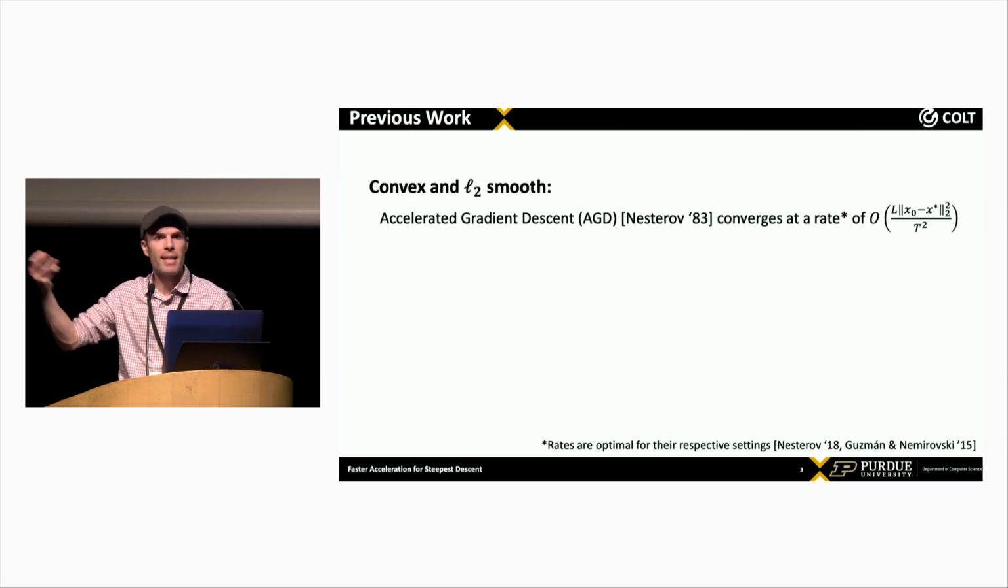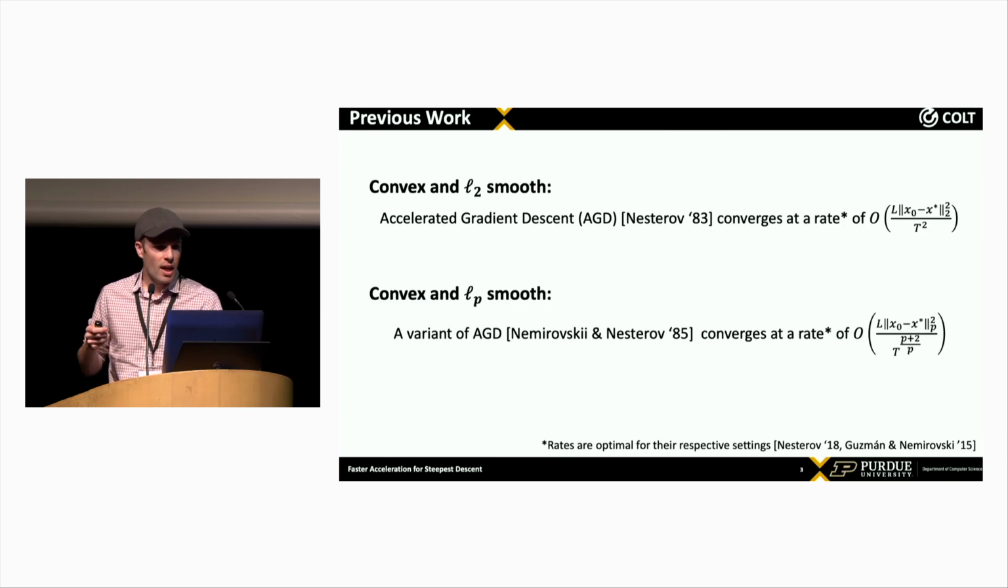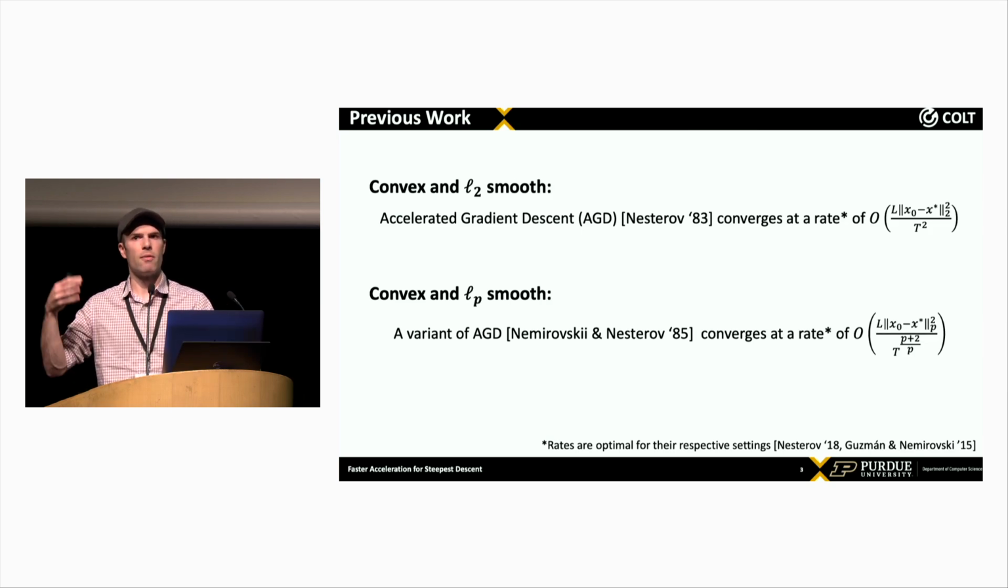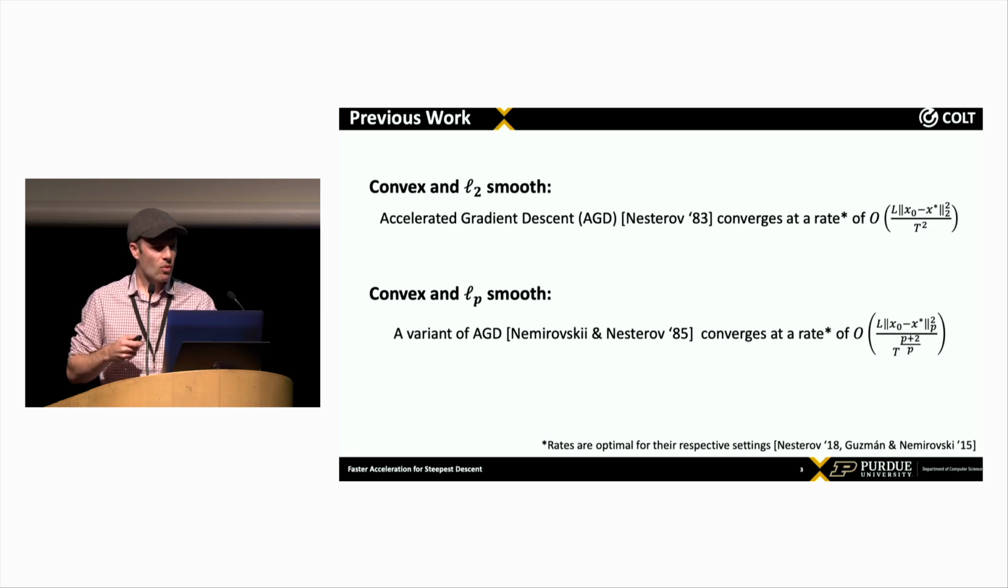So we get this accelerated rate of t squared rather than just a 1 over t type of rate if we did unaccelerated gradient descent. Now, if instead we considered convexity paired with LP smoothness, then a variant of AGD by Nemirovsky and Nesterov, and there are also other ways to view it in more recent works, will converge at a rate of the LP smoothness parameter L times the P norm of the diameter term squared divided by T raised to the P plus 2 over P.